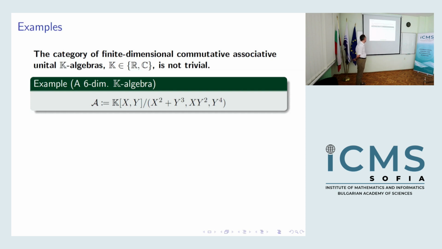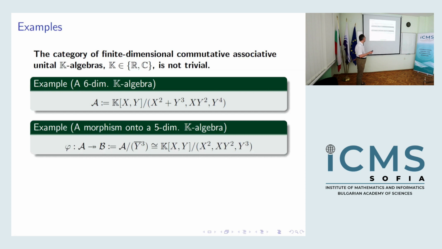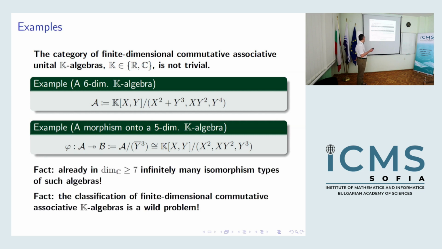Here's an example of a six-dimensional algebra. In fact, it is a local algebra. Moreover, the morphisms of such algebras can also be non-trivial. Here is a projection onto the quotient of this algebra A, onto a five-dimensional, also local algebra. So it is a nice category with interesting objects and somewhat interesting morphisms too. A fun fact, which is not exactly obvious, is that already in complex dimension 7 and higher, we get infinitely many isomorphism types of such algebras. And in terms of representation theory, it also belongs to the class of wild problems.